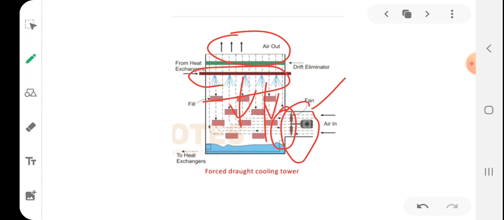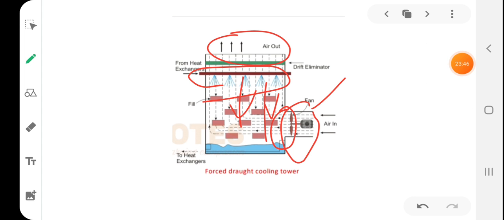So generally the mechanical draught cooling system can be classified into two based on the position of the fan. If it is mounted on the top of the system, it is an induced draught cooling tower because air is being pulled. But in the case of a forced draught cooling tower, the fan is placed at the bottom of the cooling tower and the air is getting pushed. So that is the difference.